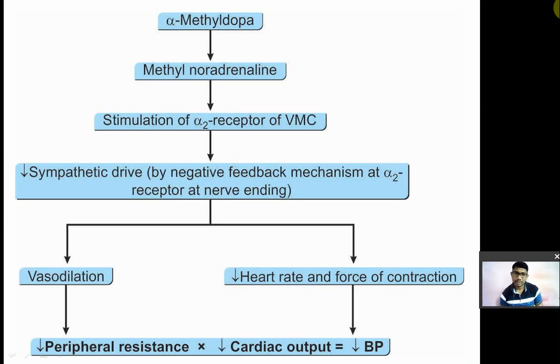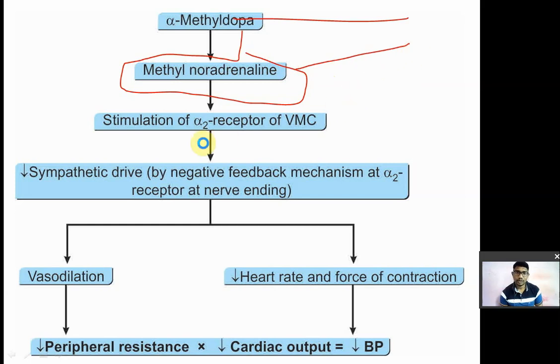Again, you can see the mechanism of action of alpha methyl dopa. It will be converted into a metabolite known as alpha methyl noradrenaline, because alpha methyl dopa is a prodrug. This active metabolite will stimulate the central alpha 2 receptors present in the vasomotor center.